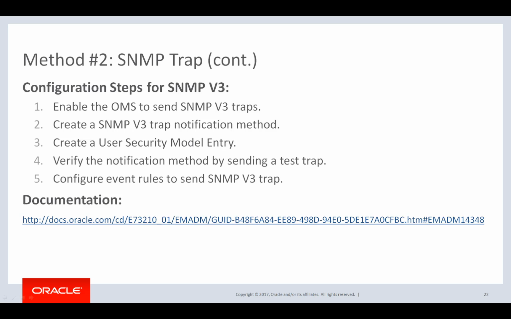The second step is to create an SNMP v3 notification method from EM. Third, create a user security model entry which allows you to configure the authentication and privacy settings of SNMP v3 messages. Fourth, verify the SNMP trap is working fine. And finally, configure event rules to use the SNMP v3 trap. For more information, please visit our online documentation.